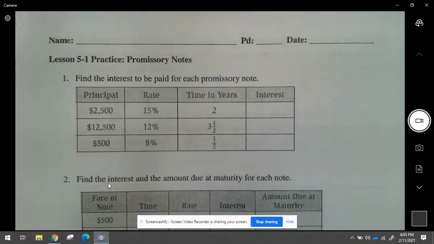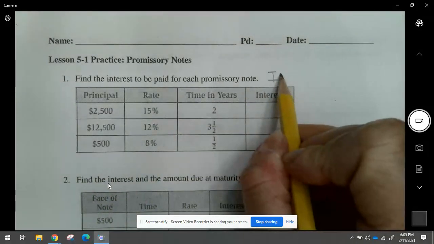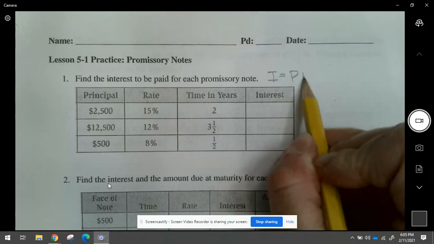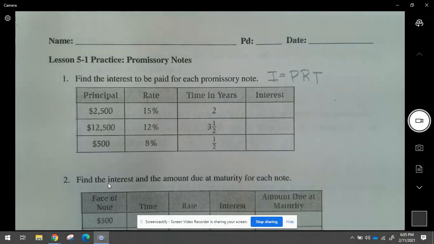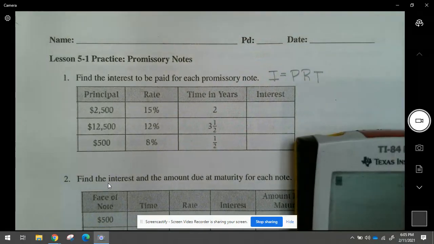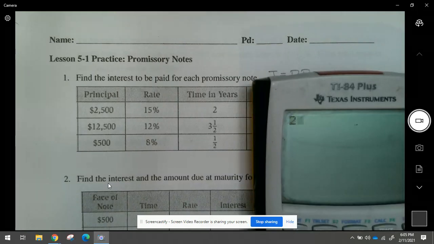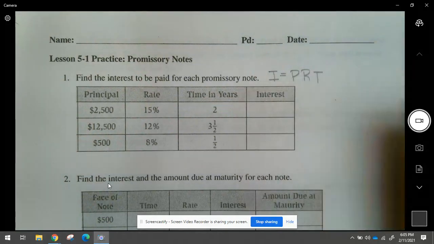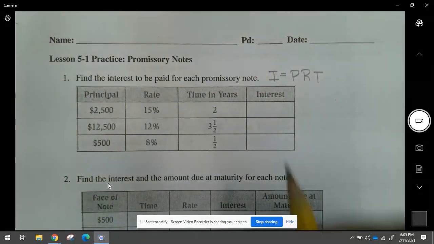Okay, so this first chart, it says find the interest to be paid for each promissory note. So we're just calculating interest here. And let's remember our interest formula equals principal times rate times time. Okay, so that's all we're doing. So let's calculate the first one. 2,500 times 0.15 times 2. And we get $750.